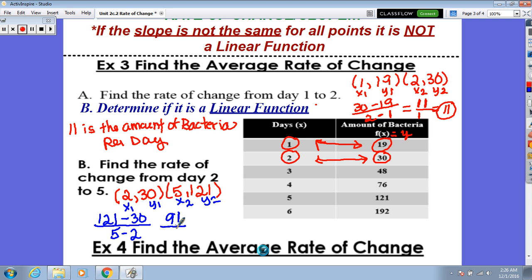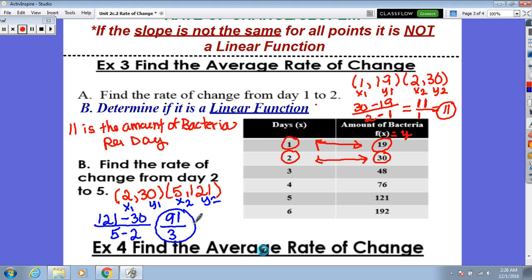Okay, what do we get on the bottom? 3. And let's divide 91 by 3. Alright, so we do not want a decimal, so remember you're going to hit math and hit enter 2 times. Okay, well, we get back this same fraction. So, the first rate of change between the first 2 days was 11 bacteria per day.